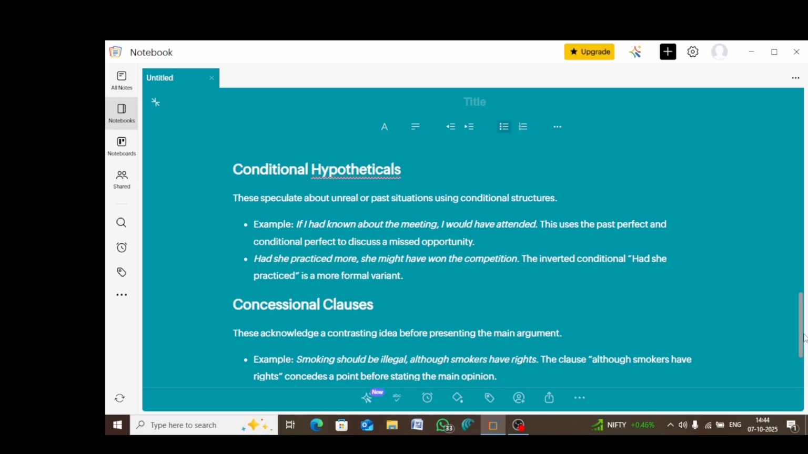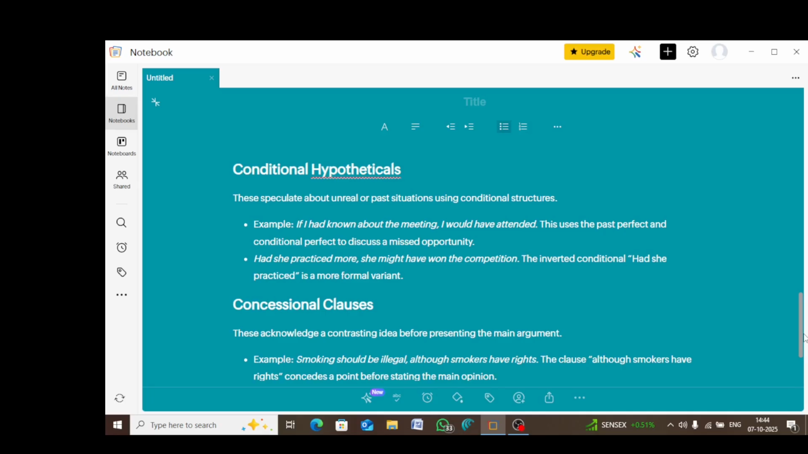It means if I knew about the meeting, I would have joined the meeting. Because I did not know about the meeting, I did not join the meeting. So the condition was not fulfilled, so the main activity also did not occur. Another example, had she practiced more, she might have won the competition.